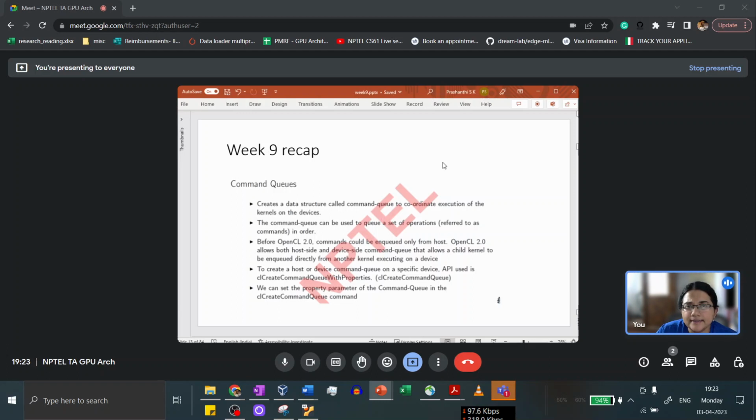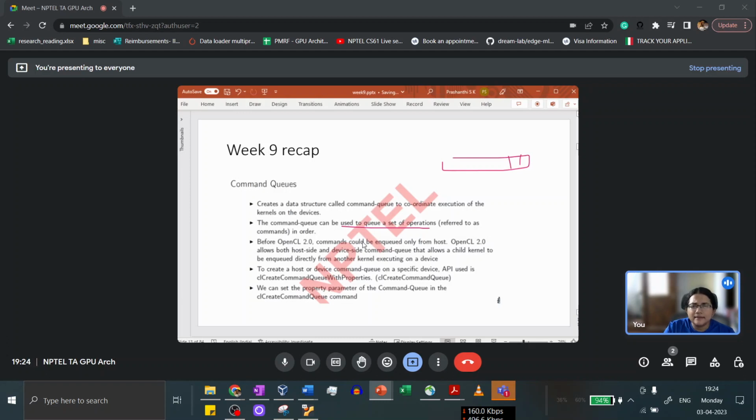So think of this as a queue where you put in. Earlier, when we looked at CUDA, we said we'll write a kernel and then we had host side code to launch that kernel. Here it goes into a little more detail where you put these into a command queue, right? So the host can put them in a certain order into this queue. This is basically to coordinate the executions of the kernels, and you can queue a set of operations, right? Say kernel 1, kernel 2, etc.